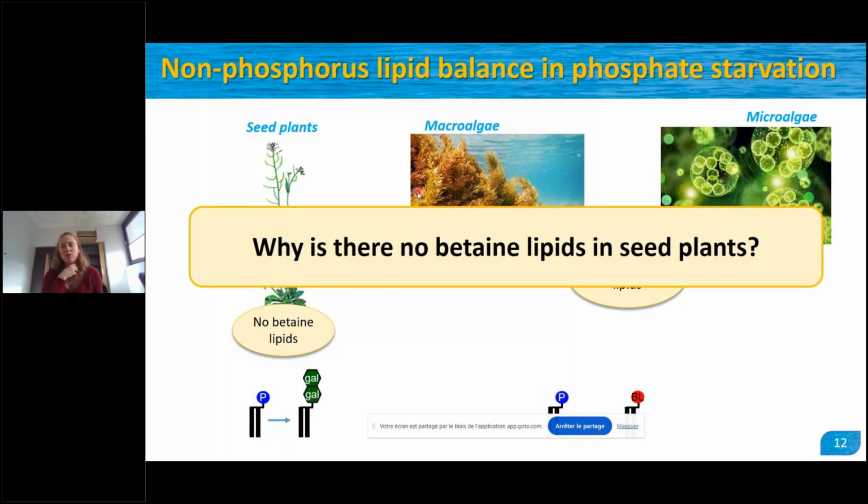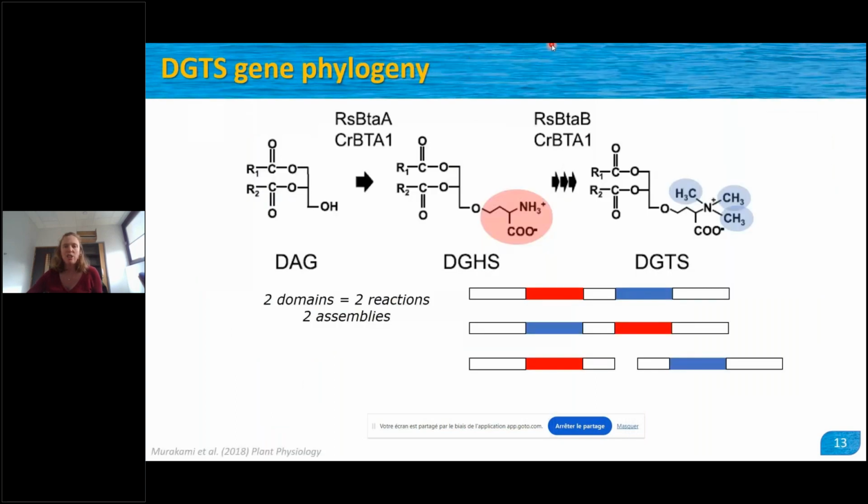To answer this question, we went to biophysics and phylogenetic analysis. So we know the synthesis of DGTS. There are two enzymes in bacteria responsible for this synthesis, or only one in Chlamydomonas. And there are two reactions in two domains. The first one in red is responsible for this reaction here, and the second one in blue is responsible for this reaction here, the trimethylation of the nitrogen.